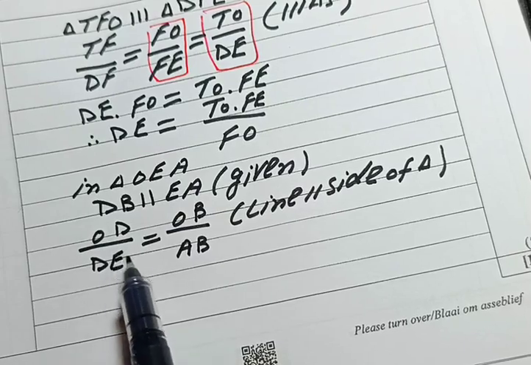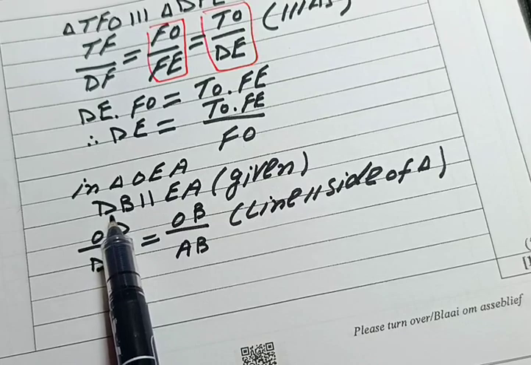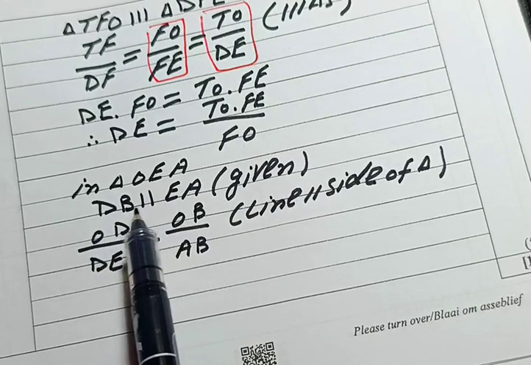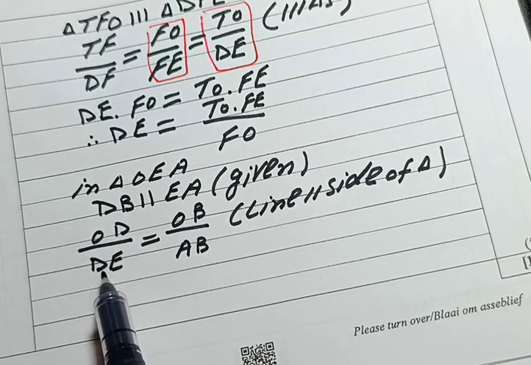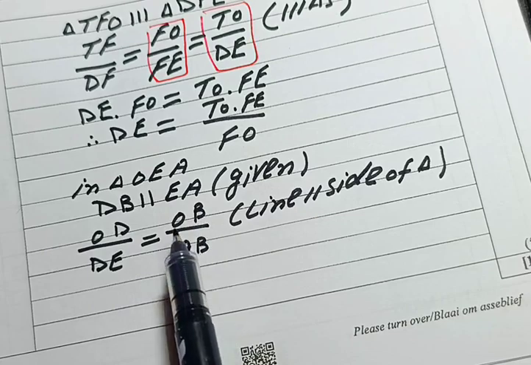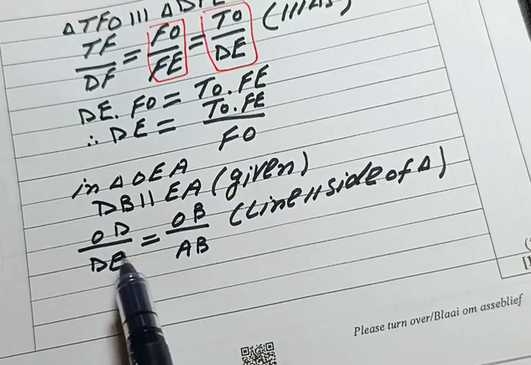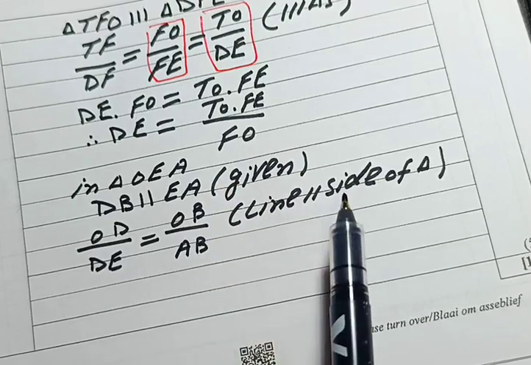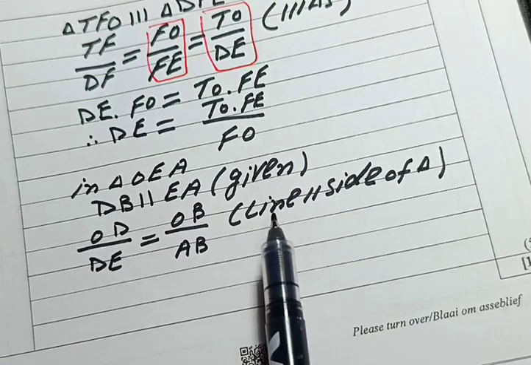So I must write here, this is in triangle OEA, DB parallel to EA is given, and OD over DE is equal to OB over AB. You can write first this one and second that one, doesn't matter. They are both equal to each other. Line parallel to a side of the triangle. This is the proportionality theorem I applied, that's why I have to give the reason.